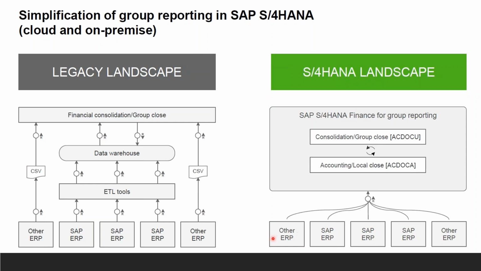So we have different solutions. Then it comes to S/4HANA, that is the universal journal. Everything, the data will get posted to this particular universal journal. From there, we'll release the data to group reporting. So it's a very simplified landscape for group reporting.